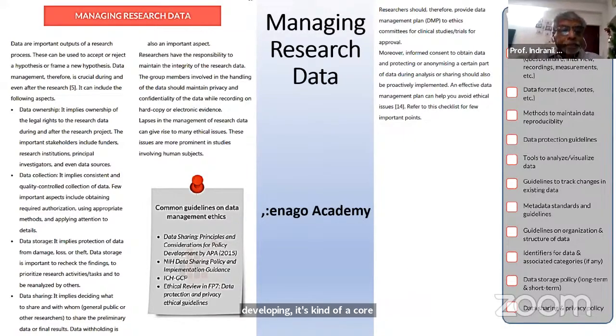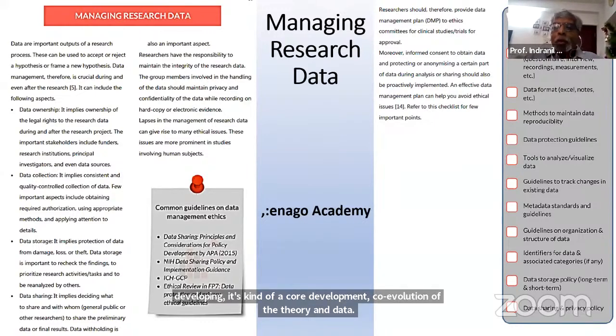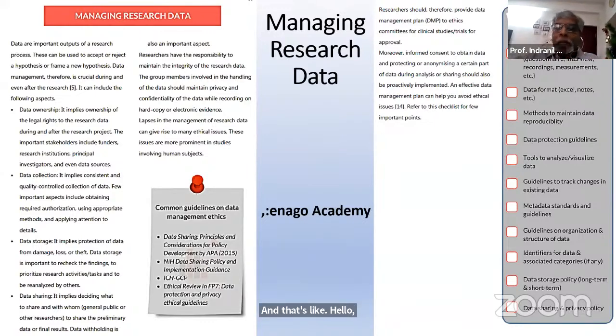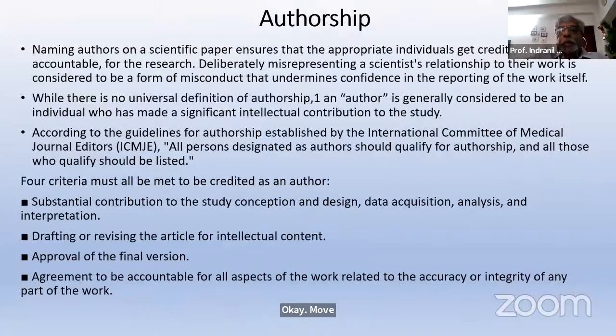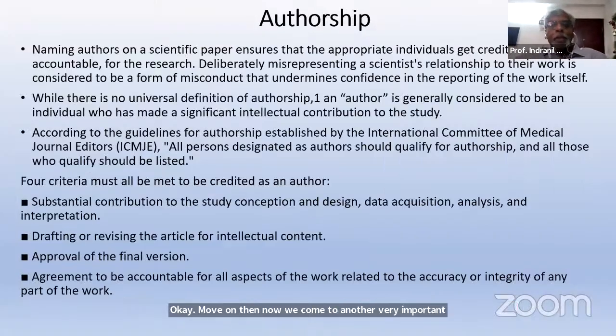So that's why no amount of stress on data management, to my mind, is enough in this case. Okay. Move on then. Now we come to another very important topic, and that's authorship. I was just trying to mention authorship.